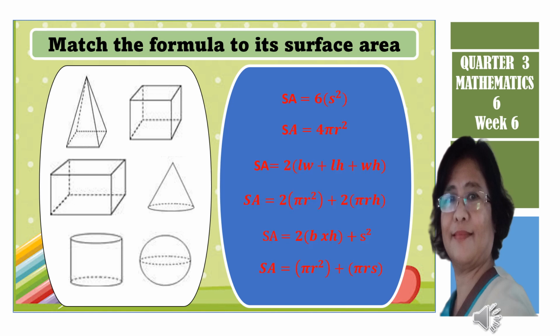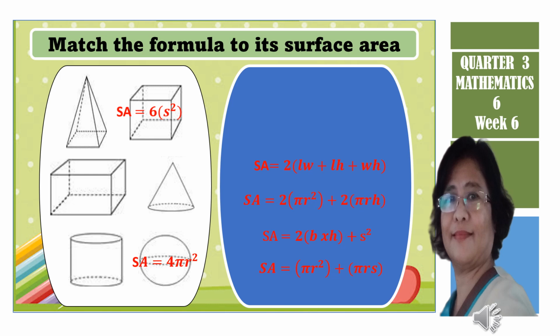Now, let us match the formula to its surface area. The first formula is the surface area is equal to s squared times 6. Which of the solid figures has this formula? Correct. It belongs to the cube. Next, we have the surface area is equal to 4 pi r squared. Correct. It belongs to the sphere.